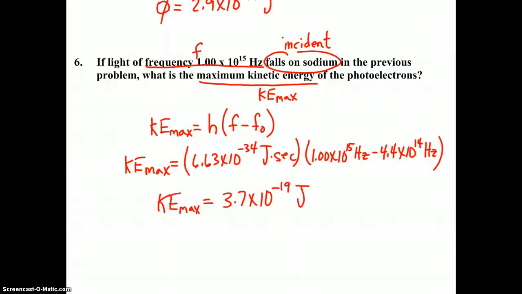All right, that'll end it for the solutions for number 5 and number 6. You'll be working on other problems in class, and we'll cover any other questions that you have.